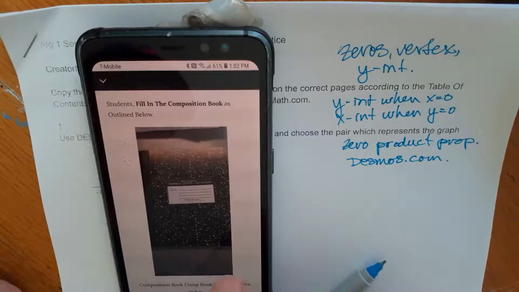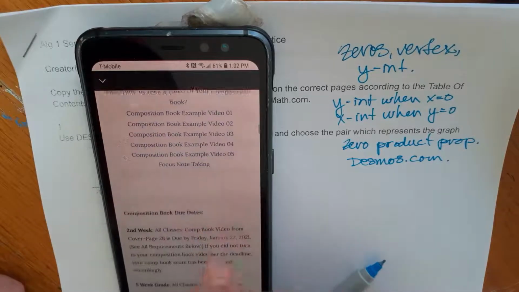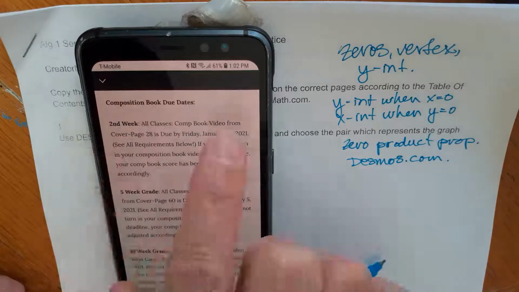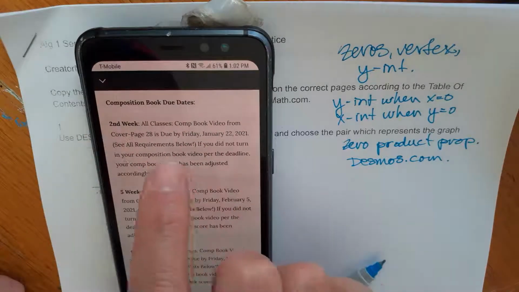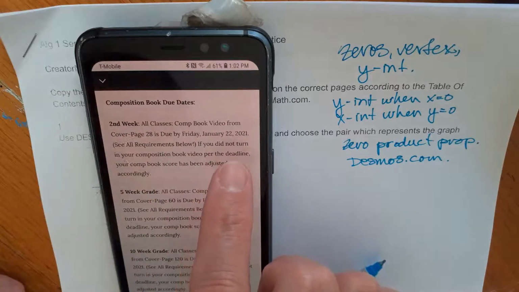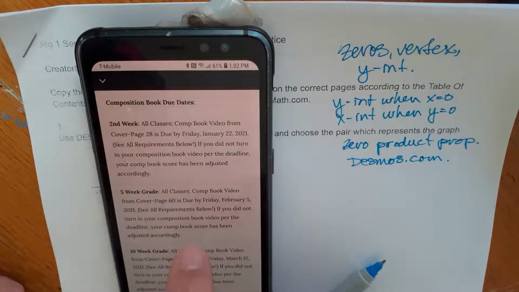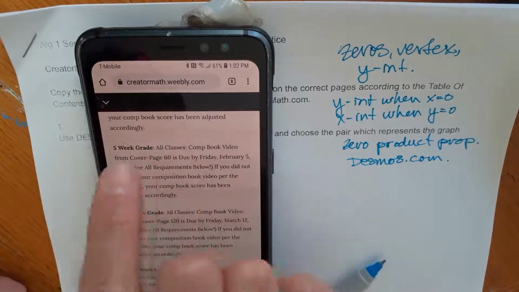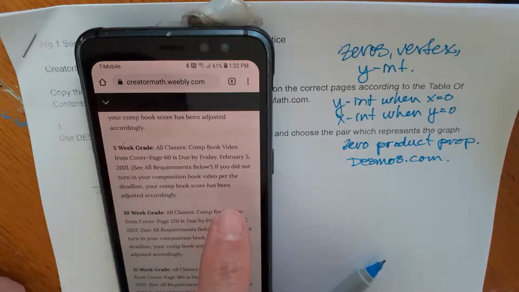There's the composition book picture. Go under that, and if you're struggling to see where these composition book due dates are, they're down right here. As you're watching this video, it's probably not the right dates for you, so don't worry about that. Just go here to find those dates, okay? So this one we're doing is the 5th week. Follow that instruction and that date for turn-in.